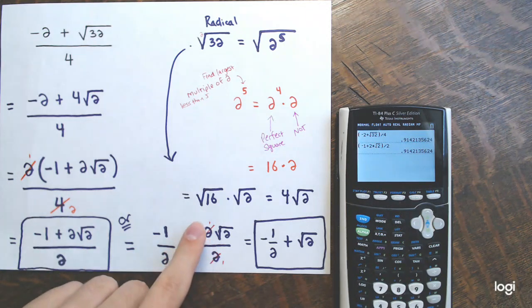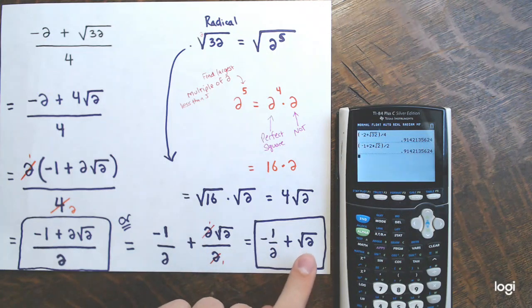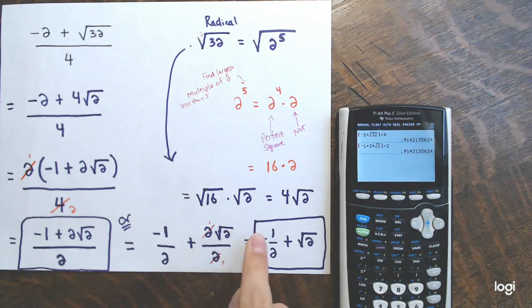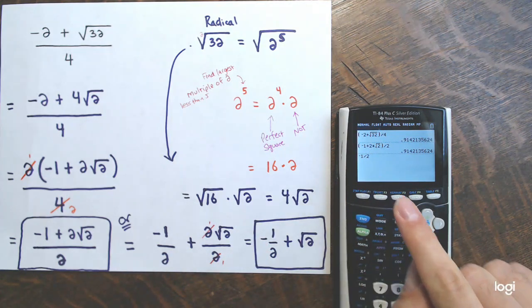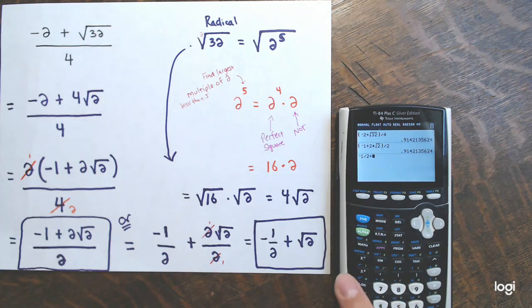Like I did here, and then cancel the 2's and simplify both fractions when they were split up. I have negative 1 over 2, so there's negative 1/2, and then after that, plus the square root of 2. And you will see, indeed, it's the same number, 0.914, and so on. Wonderful. Okay, so lots of stuff to remember here.